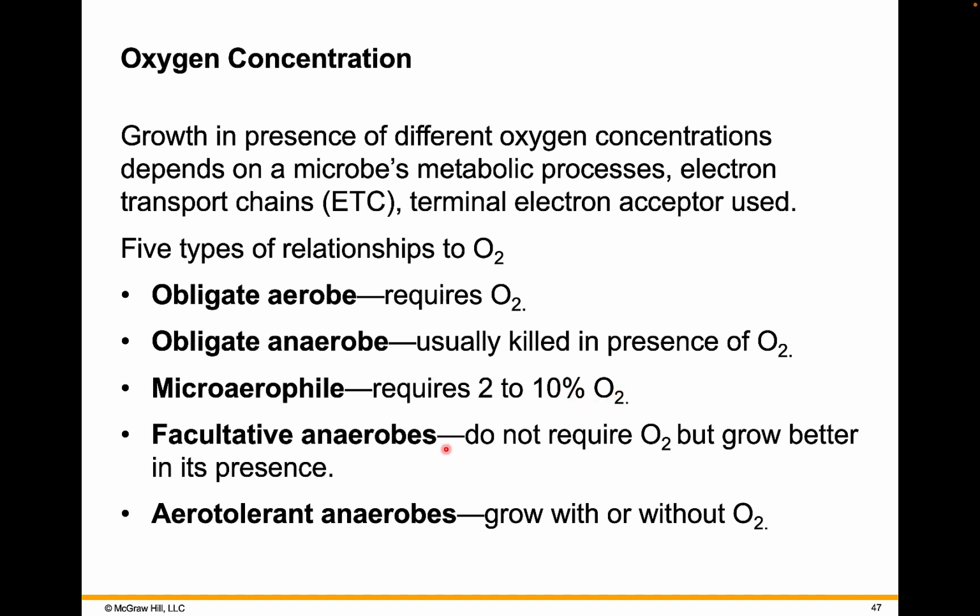Facultative anaerobes, on the other hand, do not require oxygen for growth, but grow better in its presence. These are the best of both worlds. If they do not have oxygen in the environment, they can respire by the anaerobic process. They will just go through glycolysis and do fermentation, and they will only produce a little less ATP per molecule of glucose. But in the presence of oxygen, they can follow the Krebs cycle and the electron transport chain, and they can produce far more ATP.